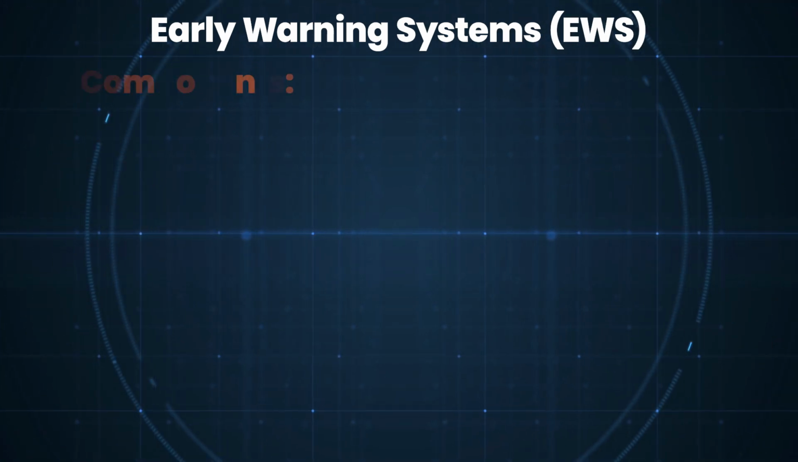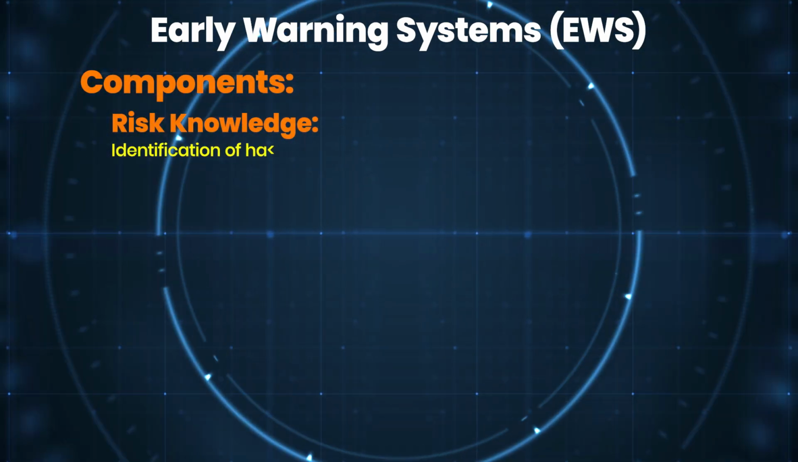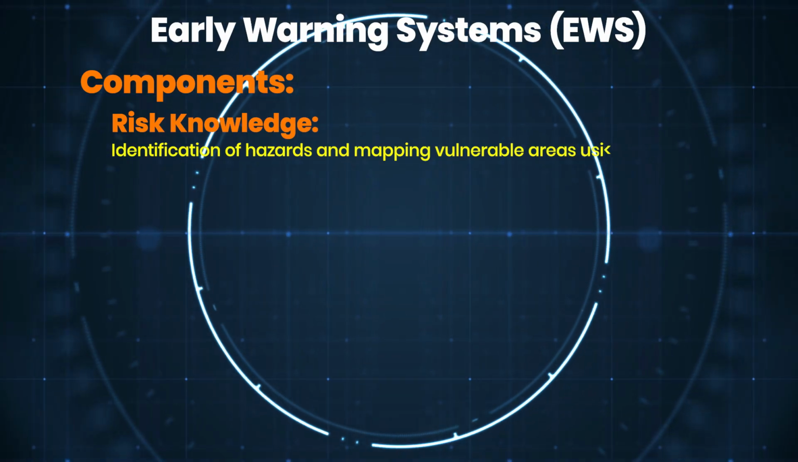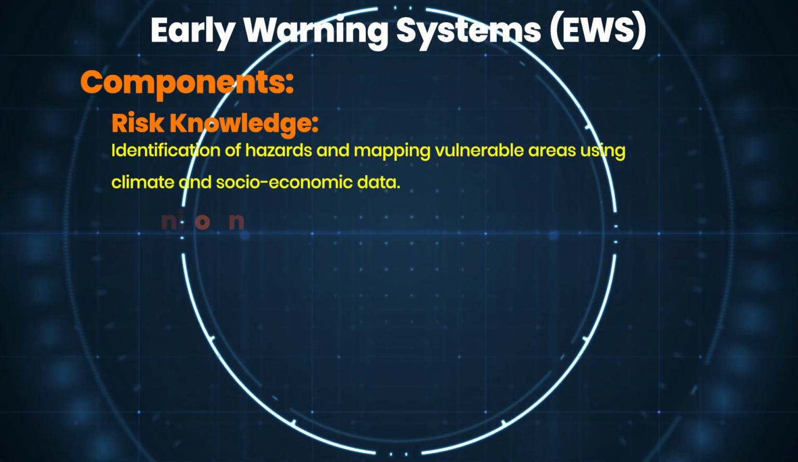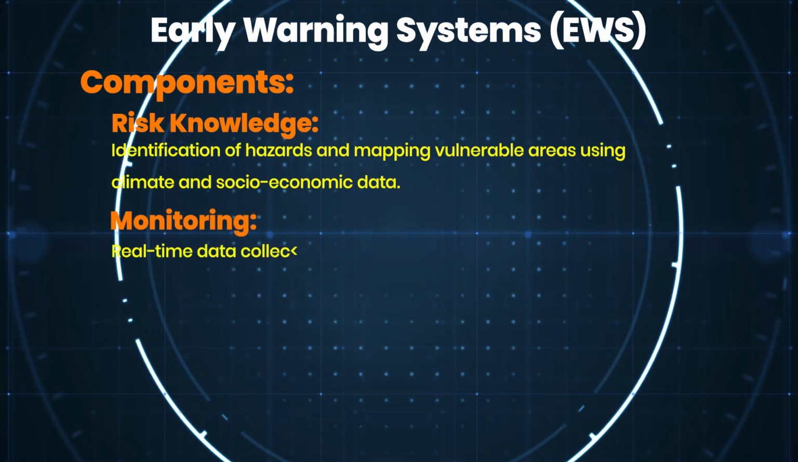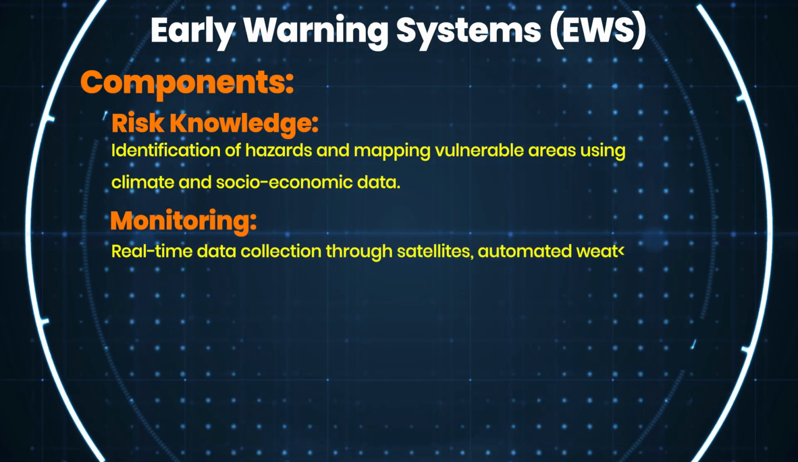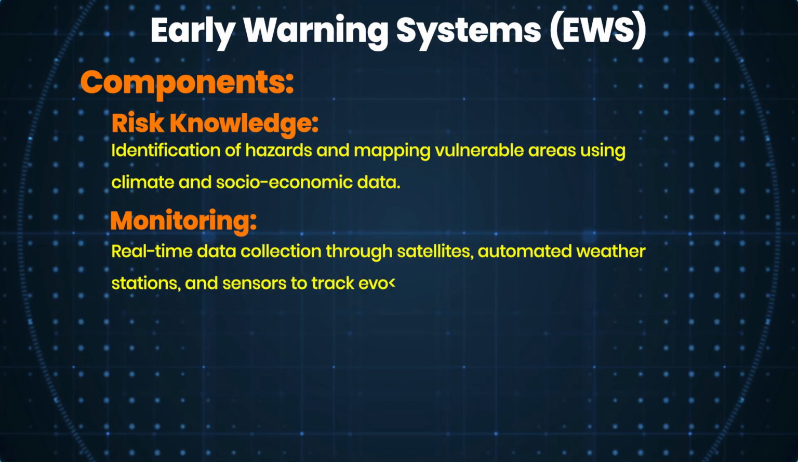Next point to discuss is early warning systems. A key component is risk knowledge: identification of the hazard and mapping vulnerable areas using climate and socio-economic data. Second is monitoring: real-time data collection through satellites, automated weather stations and sensors to track evolving hazards.